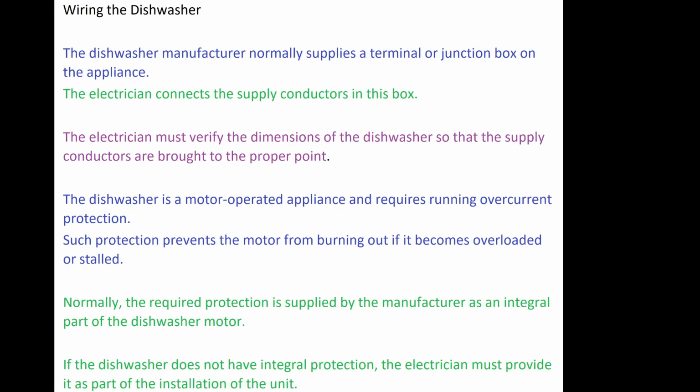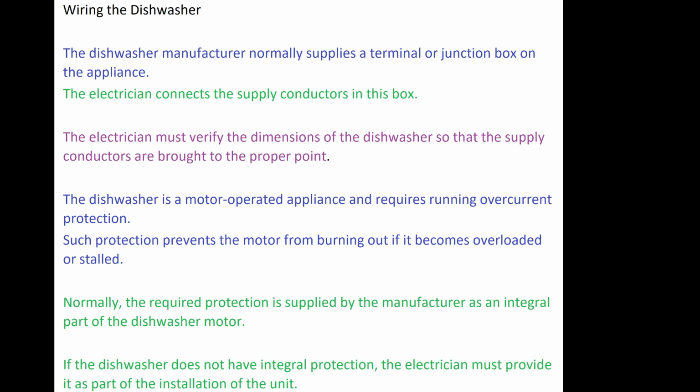Wiring the dishwasher. The dishwasher manufacturer normally supplies a terminal or junction box on the appliance. The electrician connects the supply conductors in this box. The electrician must verify the dimensions of the dishwasher so that the supply conductors are brought to the proper point. The dishwasher is a motor-operated appliance and requires running overcurrent protection. Such protection prevents the motor from burning out if it becomes overloaded or stalled.